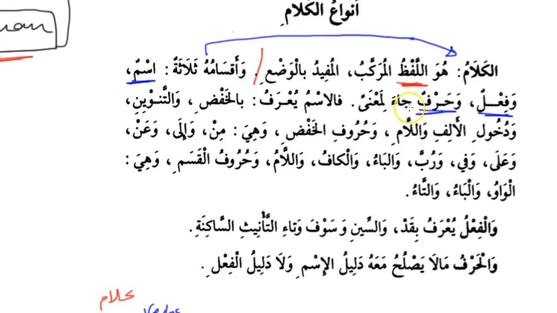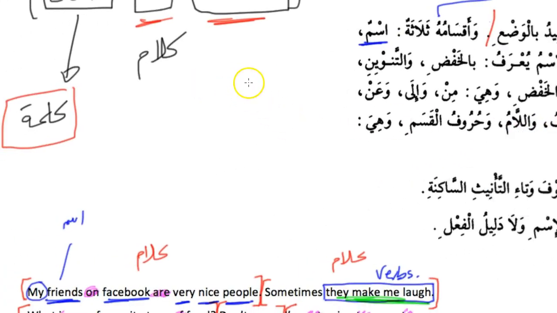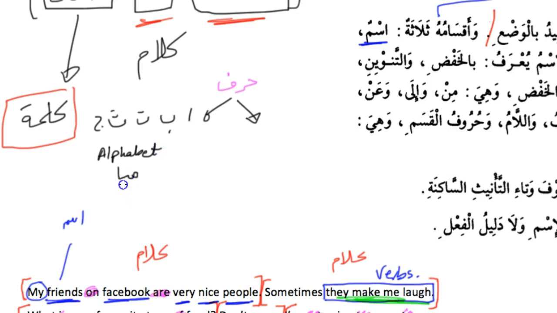Next. Now it says over here, harfun ja'a lima'nan. See what in Arabic, when you say harf, technically, if you look in the books of language, of dictionaries, harf is of two types. One is like what we call alif, ba, ta, tha, jim. Those are harfs. Those are known as building blocks or alphabet. In Arabic they call them mabani.